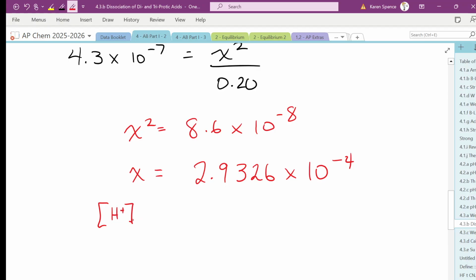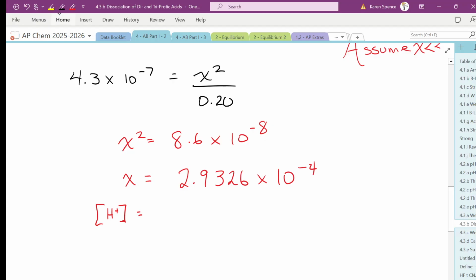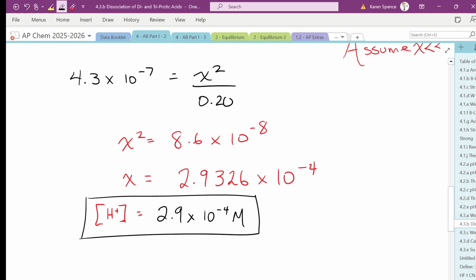So then the concentration of H plus would be, how many sig figs should we have? 2.9 times 10 to the negative 4. And then you would want, of course, because it is a concentration, molar. Is good? Okay, excellent.